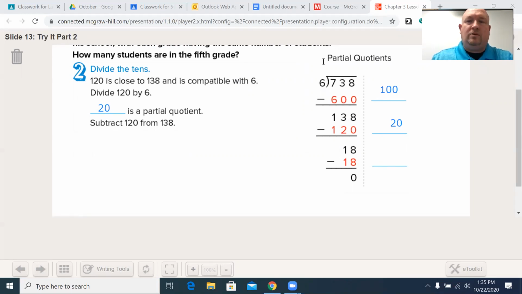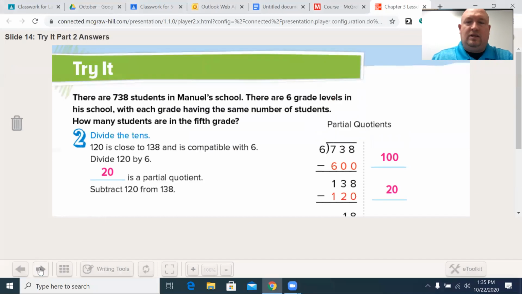So you should write in that 20 there. Make sure that's written down. Just as a review, 100 times 6 is 600. 20 times 6 is 120. We're just kind of using our knowledge of compatible numbers to work our way down. We clear the drawings. Move on to the next slide here.